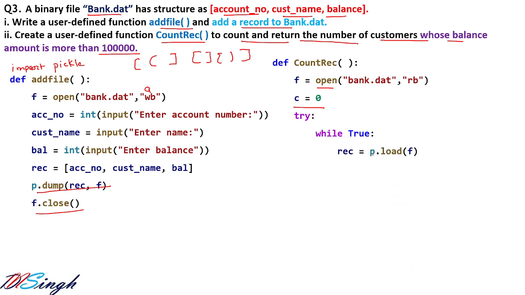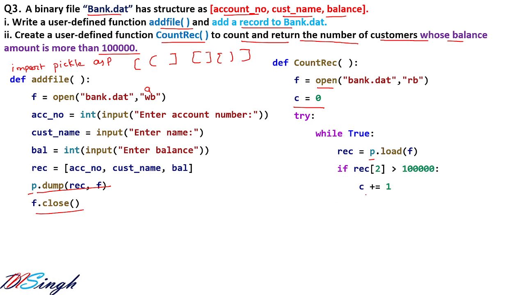Next, in the same way, a try-except block: try, and while True, an infinite loop, we are going to load the content. Here we are using p as an alias to the pickle module, so we write p.load. We have loaded it and stored it inside the record. After storing it inside the record, our job is to compare. If the amount is greater than 1 lakh, then we increment the counter. The question says to create a function to count and return the number of customers, so we want only the number, we don't want to display anything.